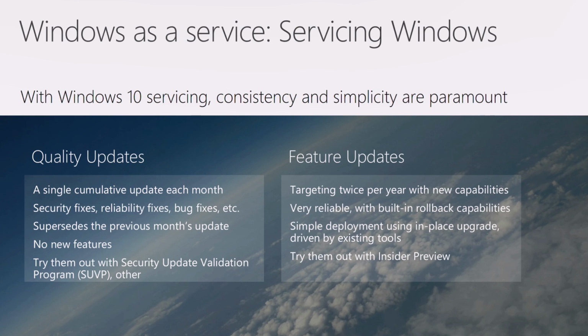The second type of update is the feature update. And these are roughly twice a year. This is where we bring in new features, and we basically put out new functionality. They're still very reliable, and we still give you the rollback functionality. You deploy something, you don't like it, or your users don't like it, they have the ability to roll back within 30 days. And then you also have the ability to pre-flight them with insider builds.